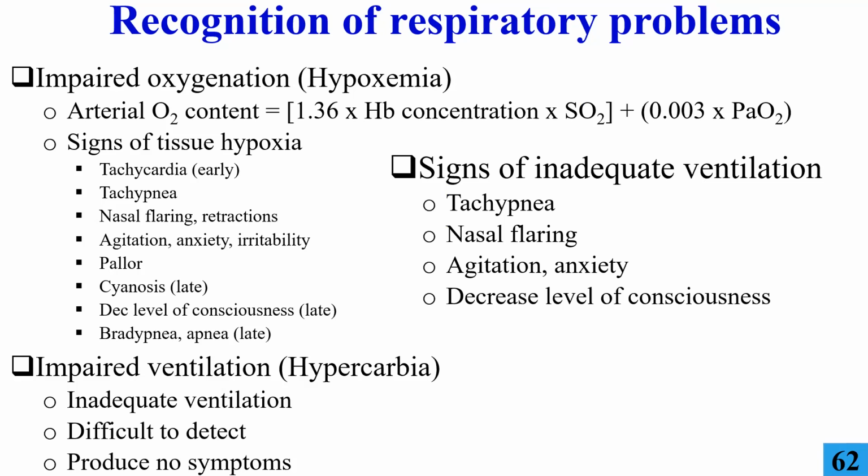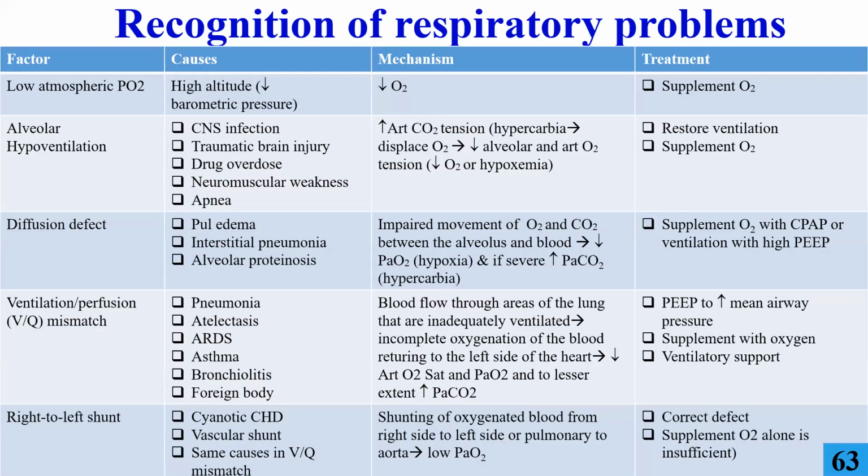Now, what are the signs of inadequate ventilation or increasing CO2? You get tachypnea, nasal flaring, agitation and anxiety. Also, remember CO2 can change consciousness. When you take alcohol, it is broken down into water, fat, and CO2, and once the CO2 is in the body, you get the mood effect or brain effect or changed consciousness.